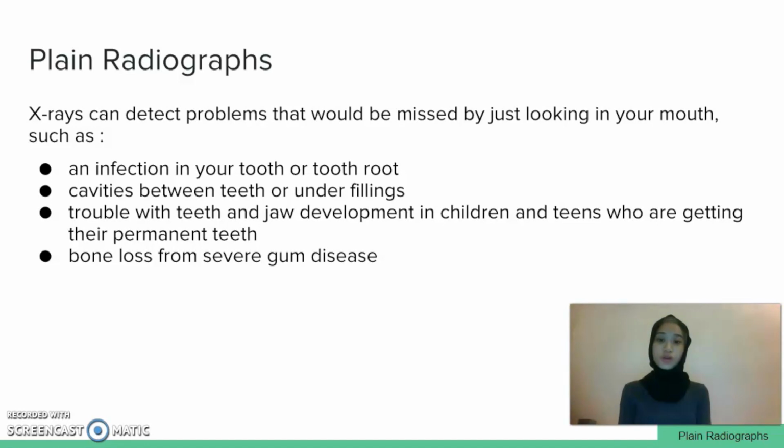X-rays can detect problems that would be missed by just looking in your oral cavity, such as an infection in your tooth or tooth root, cavities or caries between teeth or under fillings, trouble with teeth and jaw development in children and teens who are getting their permanent teeth, and also bone loss from severe gum disease.